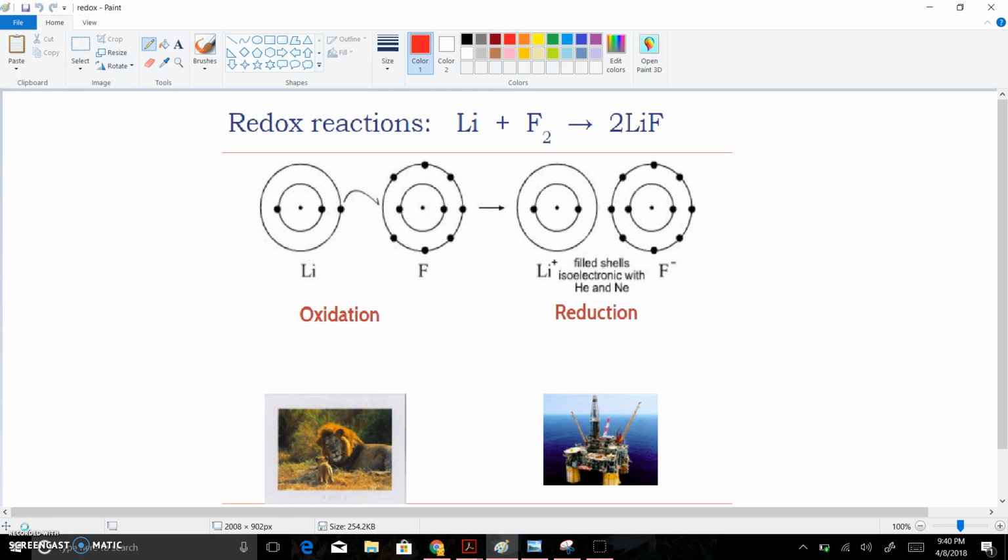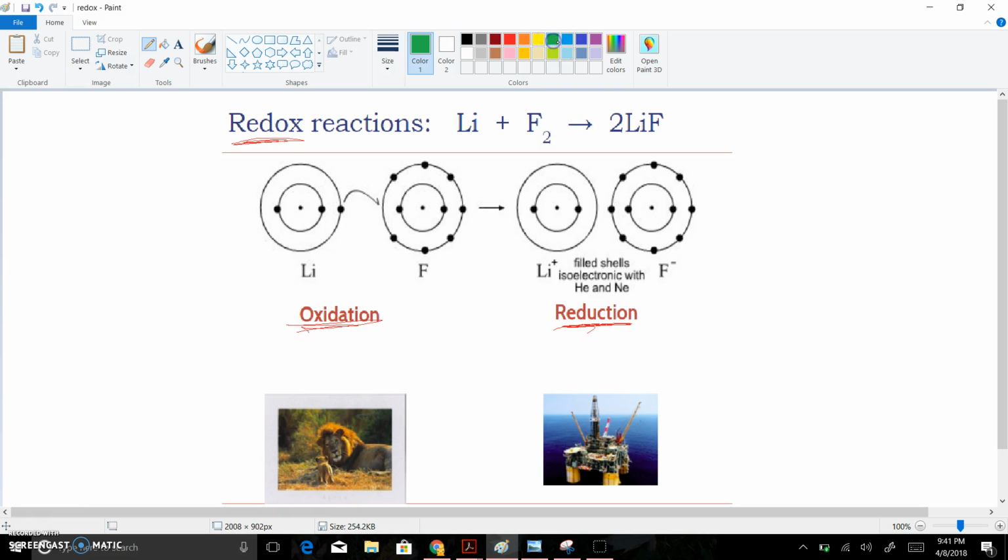So with that, we're going to go to the idea of what types of reactions actually make electricity, and the answer to that is redox reactions. Redox is actually a simplified way of saying oxidation-reduction reaction. So redox reactions include reduction and oxidation.